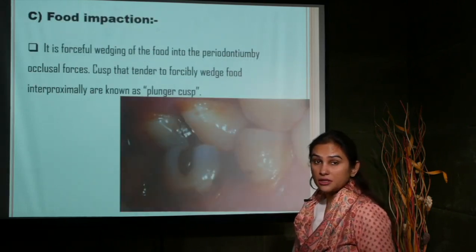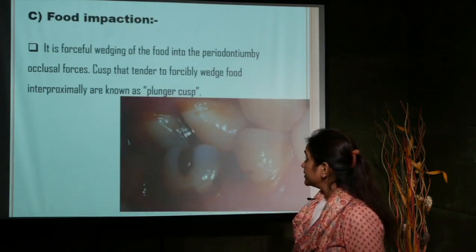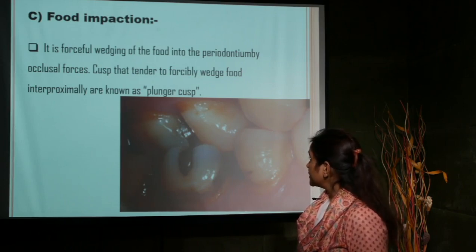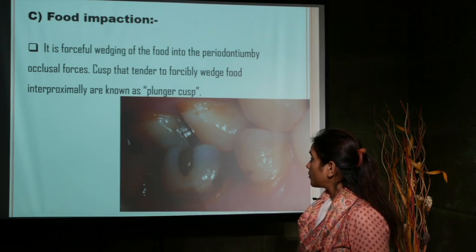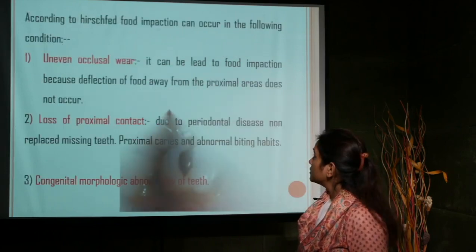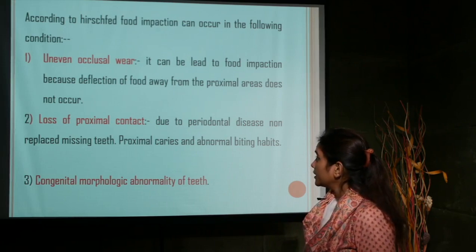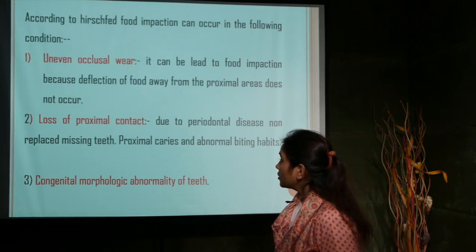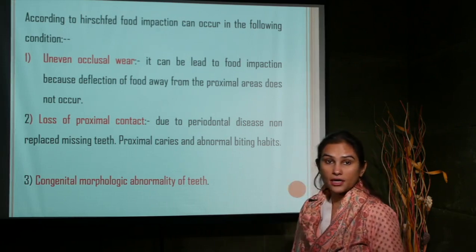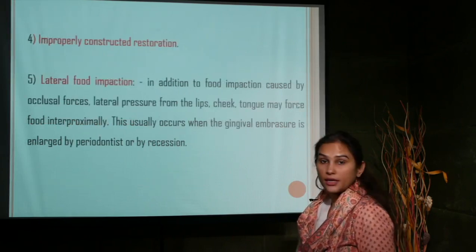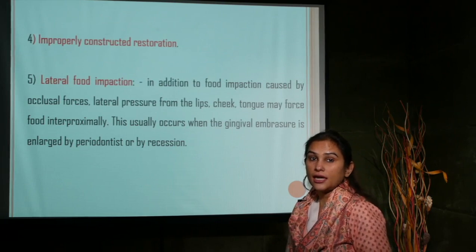Now, food impaction: it is the forceful wedging of food into the periodontium by occlusal forces. Cusps that tend to forcibly wedge food interproximally are known as plunger cusps. According to Hirschfeld, food impaction can occur in the following conditions: uneven occlusal wear, loss of proximal contact, congenital morphologic abnormality of the teeth, improperly constructed restorations, and lateral food impaction.